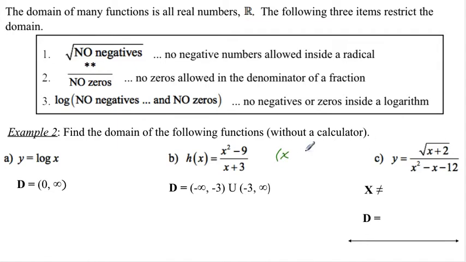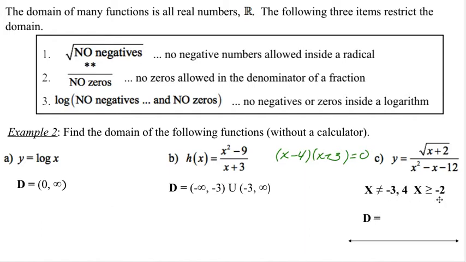So factors of 12 that differ by 1 are 4 and 3. One of them is a 4, and one of them is a 3, and the signs are different. The bigger one is minus, so 4 gets the minus sign, 3 gets the plus sign, and we can set that equal to 0. So we would actually get two values that are not allowed in the domain.